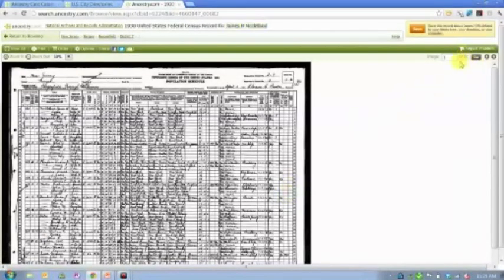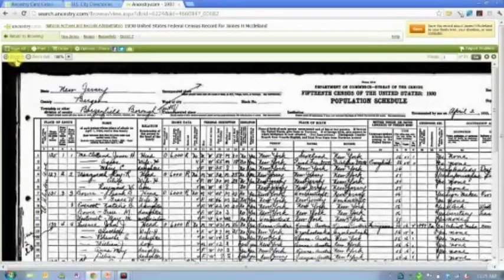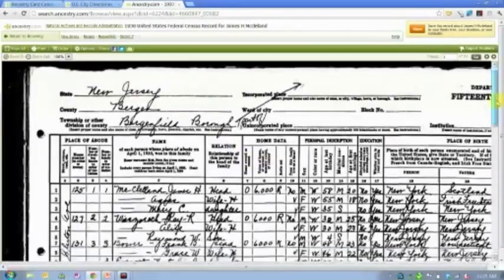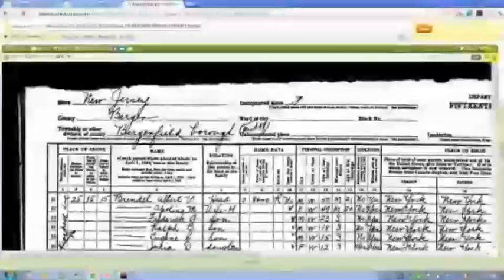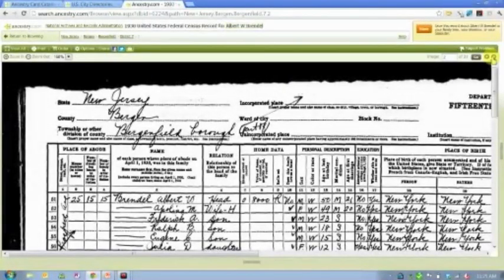And you'll notice here I only have 21 images now to go through, and I can zoom in to make this bigger so that I can read the names. I only have 21 images to go through here, one by one, to look for my family.